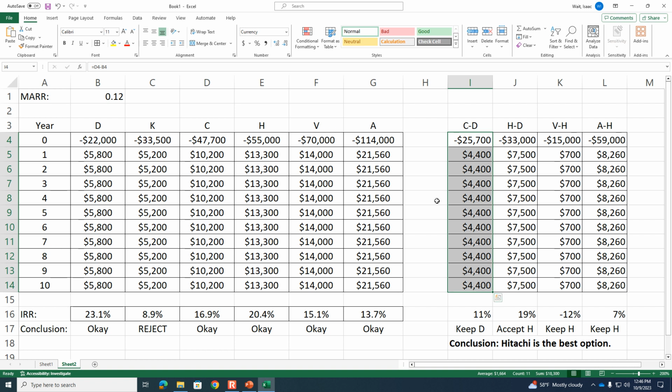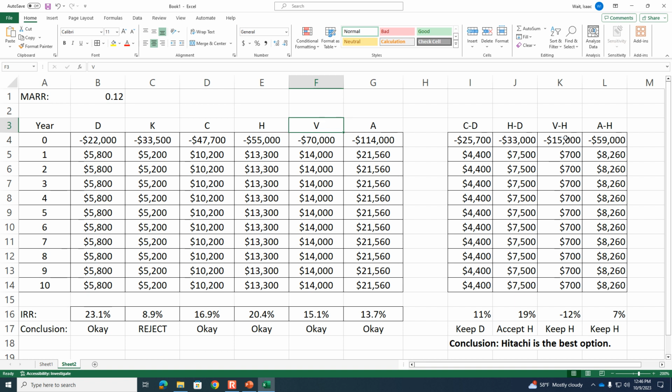However, in the next matchup, which was H versus D, you'll notice that the internal rate of return on the increment was greater than the MAR. Because that internal rate of return on the increment is greater than the minimum, that means choose the more expensive alternative. Hitachi was more expensive than Deere, so that's where we transition over to keeping Hitachi as our favorite up to that point. So that means the next comparison is Hitachi versus V, which is Volvo.